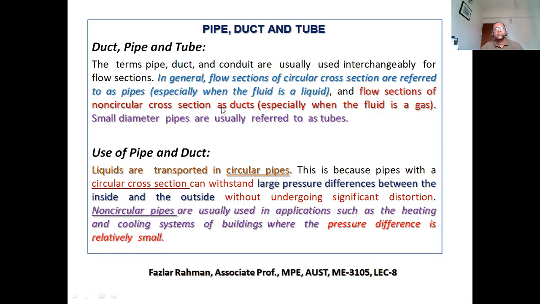A flow section that is non-circular is called a duct. If a flow cross section is non-circular, that means rectangular, then it is called a duct. A triangular duct I have never seen, but it might exist in some situations. A rectangular duct is normally used when the fluid is a gas or air. A smaller diameter pipe is called a tube. So a pipe is normally used for high pressure liquid, and if you need to move low pressure air or low pressure gas, then you can use a rectangular one instead of a circular one. And a very small diameter pipe is called a tube. That is the basic difference.